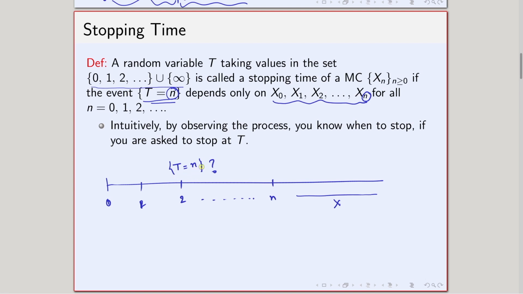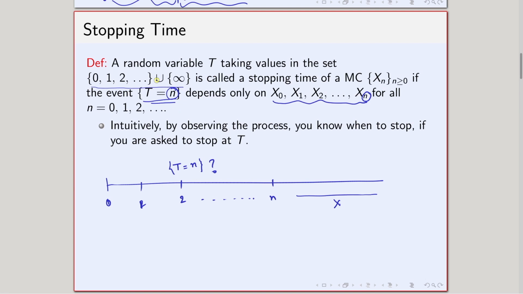That means the event T equals n can be completely specified, or depends only on the random variables X_0 to X_n: X_0, X_1, X_2, and so on up to X_n. Note that this n is the same as this n, and this has to be true for all possible non-negative values of n: 0, 1, 2, whatever the value of n.